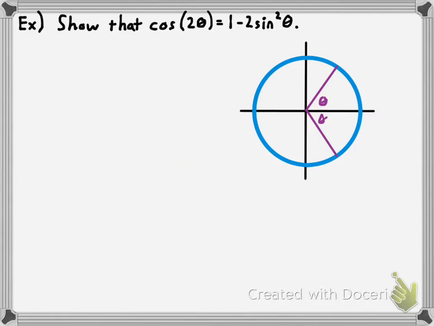Because you would agree, if you don't think about standard position anyway, that this angle right here is equal in measure to this angle right there, right? So this entire angle, then you would have to agree, is equal to 2 theta, right? Okay. Next, I'm going to make a triangle out of those 2 radii that I just drew by connecting them like so.